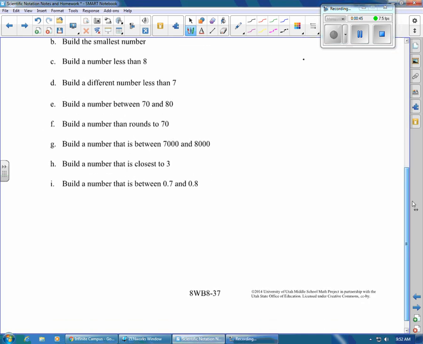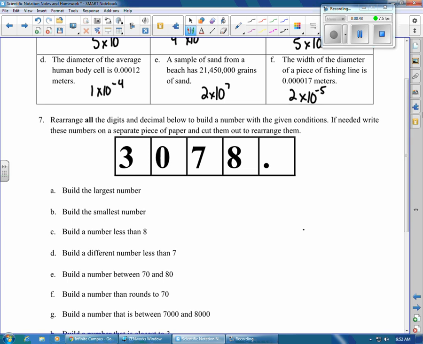So you are on page 37, or the second page of your supplemental packet. If you watched the first part of video 6, you should have the top part already filled in. And number 7 says rearrange all of the digits and decimal below to build a number with the given conditions. If needed, write these numbers on a separate piece of paper, cut them out, and rearrange them. So if you're a super visual person or tactile person and you need to actually have tiles with numbers written on them and you can manipulate them and move them around, that's fine. You can go ahead and do that. I'm not requiring you to do that, but I'm going to do a couple of these for you so you can get the gist of what to do, and then I'm going to ask you to finish the rest on your own.